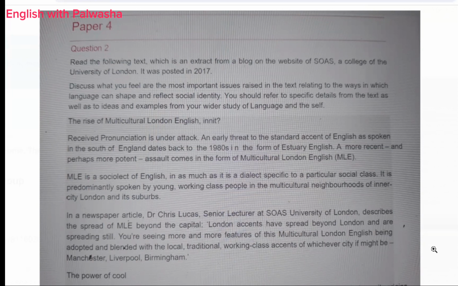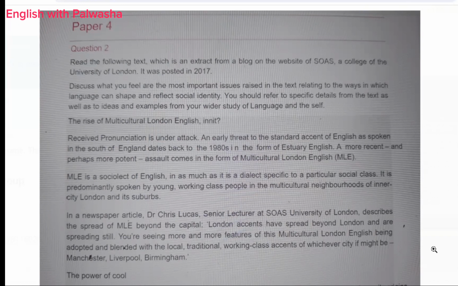So whatever pronunciation they are receiving, some people are not agreeing with them. For some people it's a threat to the standard accent of English. Some people are not able to understand that, some people do not perceive it, some people take actual time to switch or transform to the specific changes. But there are continuous changes in the pronunciations. So they are saying that multicultural London English, MLE, is a more recent and perhaps more potent one. So we need to accept that this is an issue.